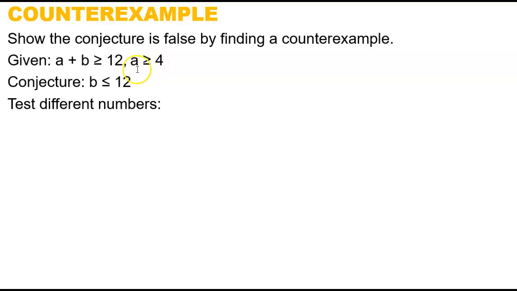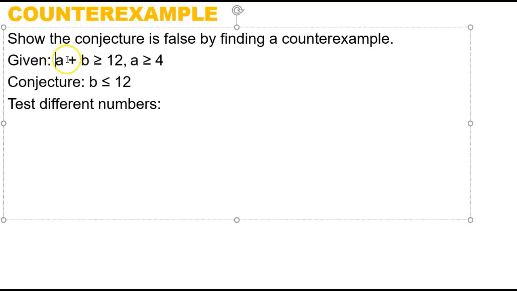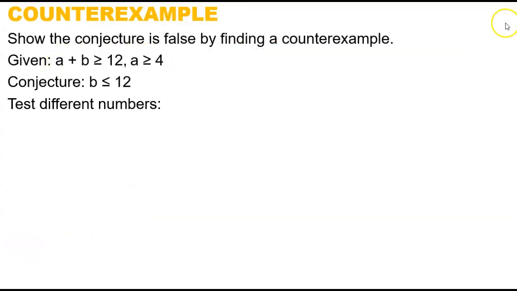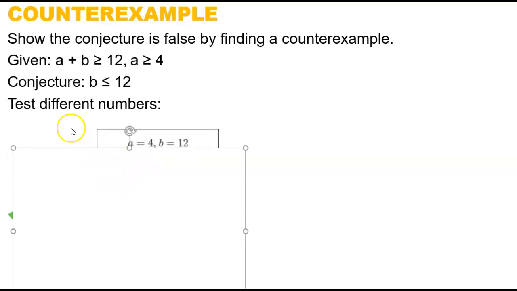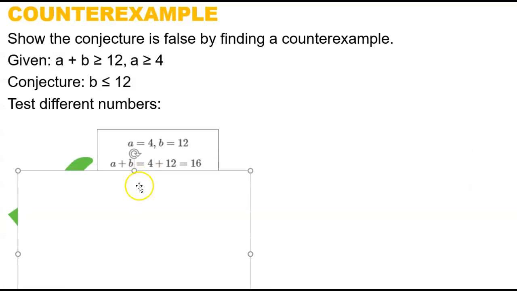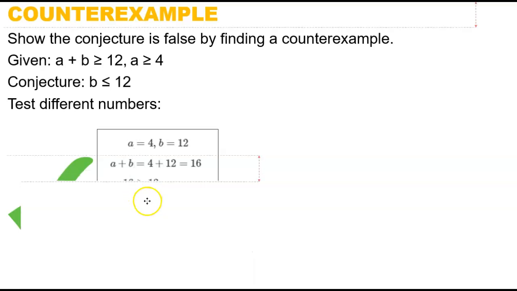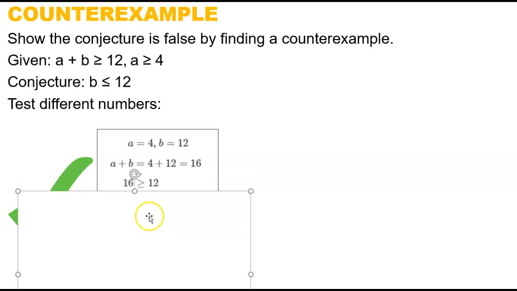Our conjecture: we know that this is true here, okay? We're given that information. And our conjecture is that B will be less than or equal to 12. So let's test out this first set of numbers. They're going to pick A is 4, B is 12. When we add A plus B, which is 4 plus 12, it equals 16. Hey, we're good with that. We want it to be greater than or equal to 12. So that worked, right?